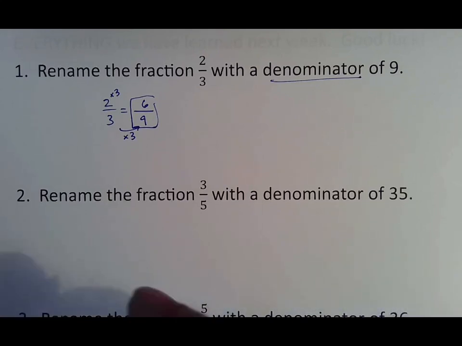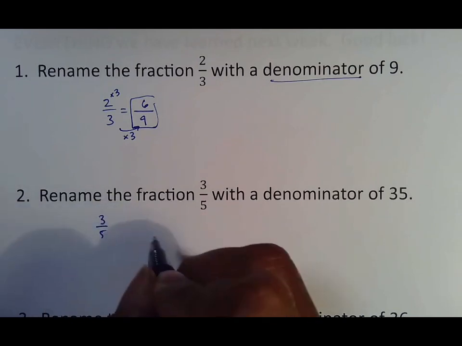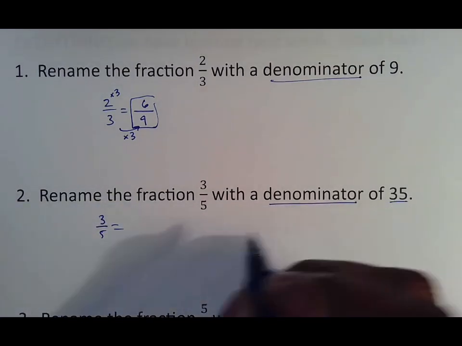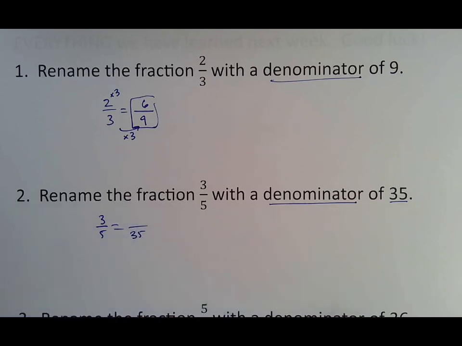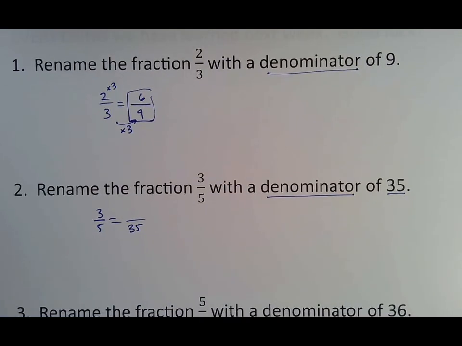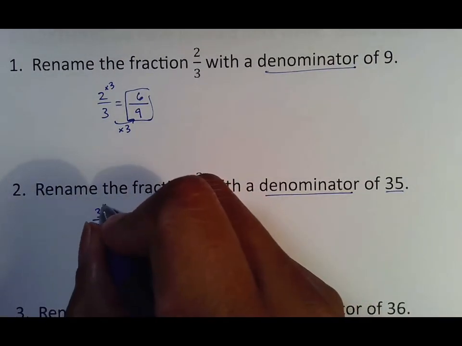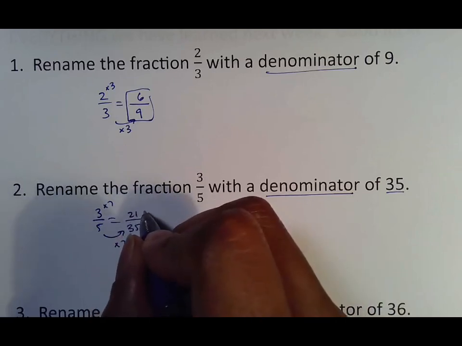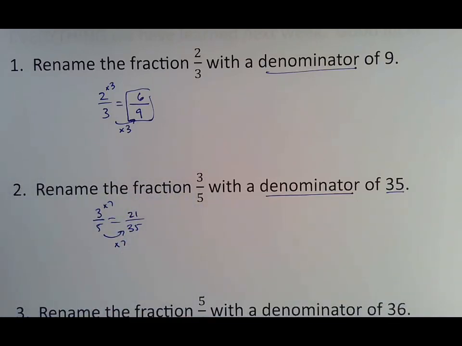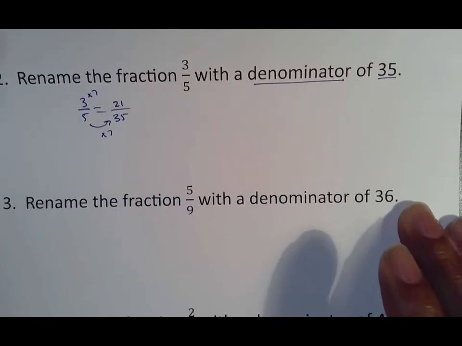Okay? 3/5, and you want a denominator, which means bottom number, of 35. So you want an equivalent fraction of 3/5 with a denominator of 35. And again, first thing you ask yourself is, what do I multiply 5 by to make it 35? 5, 10, 15, 20, 25, 30, 35. That's 7. So I have to multiply this by 7, and I end up with 21/35. And that's all. As long as you know your multiplication facts, as long as you don't rush through like some of you keep doing and missing things just because of rushing, I think you'll be okay.